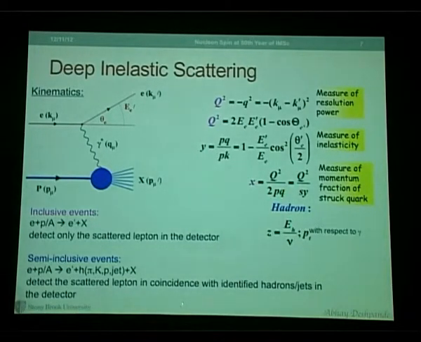So, in one shot, by measuring the scattered electron energy and the scattered angle, you determine everything that you wanted to know about that detector, that collision. And you can do this event by event. So, really, really powerful tool.